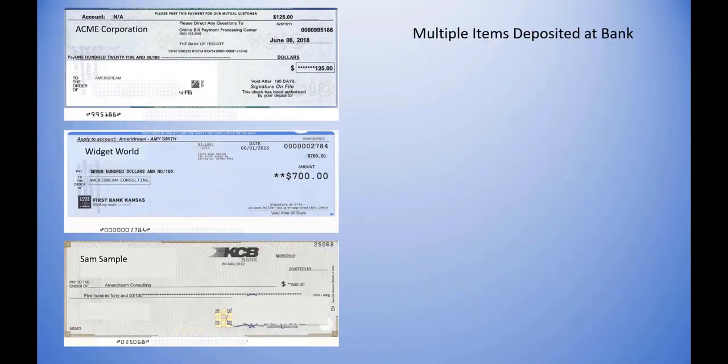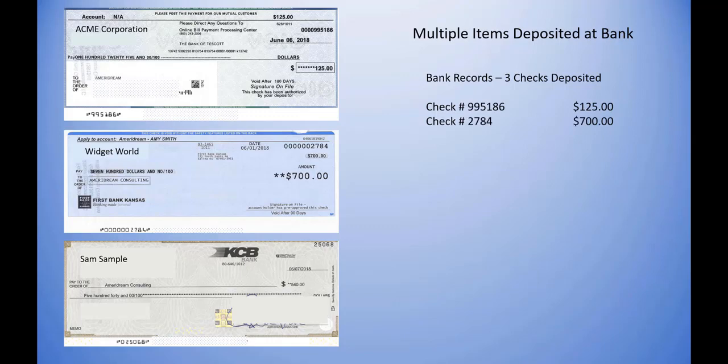In our example, we will have 3 checks that are being deposited at the bank. The first check is for $125 from the Acme Corporation. Second check will be from Widget World for $700, and our third check will be from Sam Sample for $540.